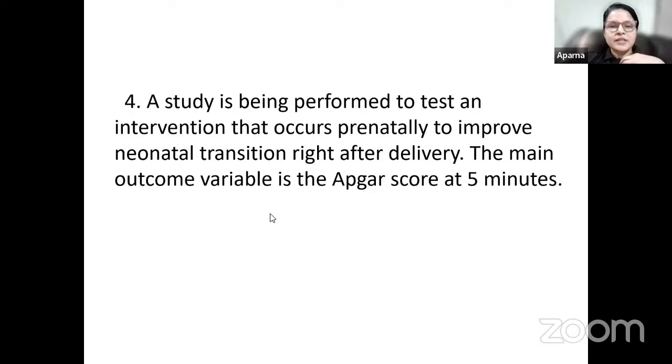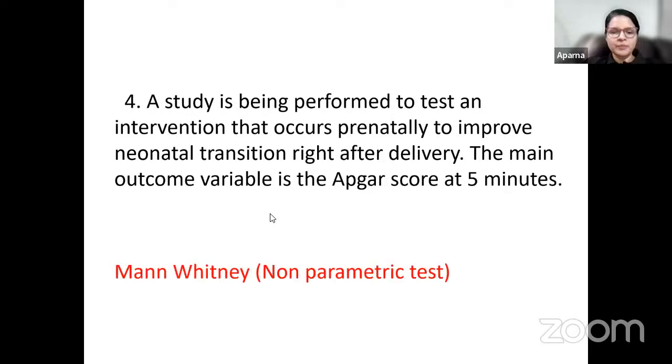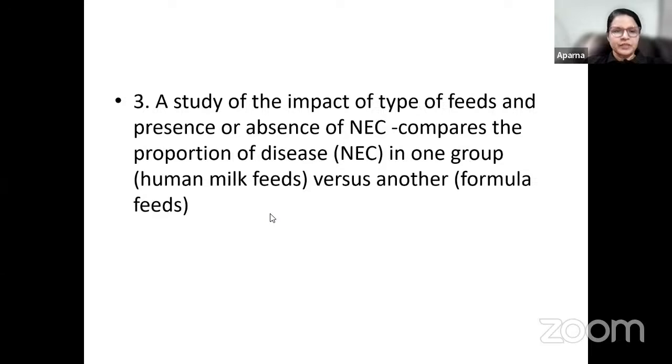Next, a study is being performed to test an intervention that occurs prenatally to improve neonatal transition right after delivery. The main outcome variable is Apgar score at 5 minutes. So you're going to compare Apgar score at 5 minutes in those who received that intervention and those who did not receive the intervention. So you're going to have two groups. And what kind of variable is Apgar score? We discussed that it's an ordinal variable. So you're going to use the Mann-Whitney test because this is a non-parametric test.